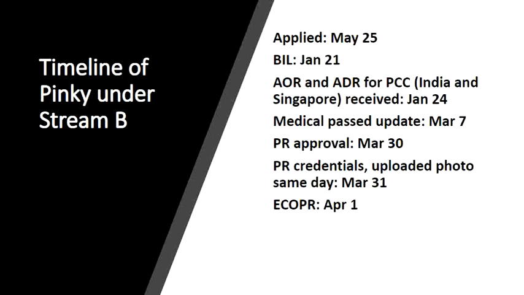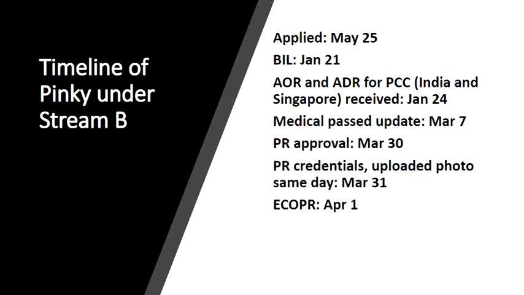Now, this is Stream B again, May 25th. BIL was done on January 21st, and then there was an AOR. Now, when you receive an AOR, you might get the ADR for all the required documents. However, it's not guaranteed that you get an ADR today, and maybe another ADR 15 days down the line and another ADR 20 days down the line. That depends upon the visa officer who is assigned to your file to evaluate your application.